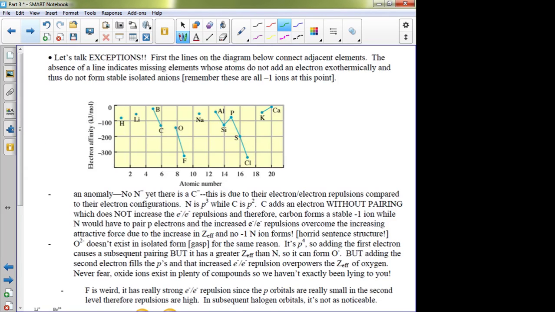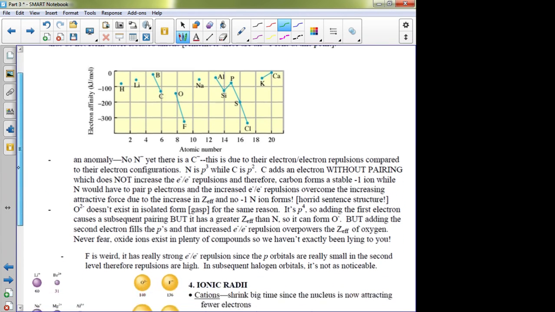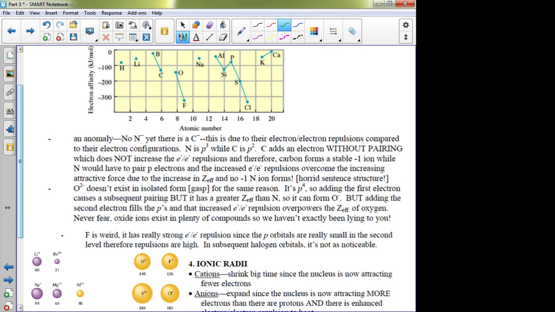Now, of course, we always have exceptions. Okay? So let's talk about these. Let's talk about the fact that there is no such thing as a negative N, yet there is such a thing as a negative carbon. So can I add one electron to nitrogen? No, because there's no such thing as N negative. Can I add an electron to carbon? Yes. Why? What do we do when we can't explain it?